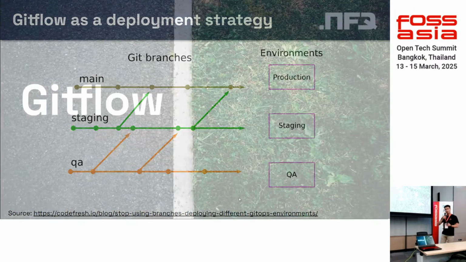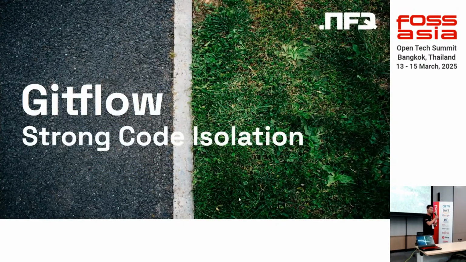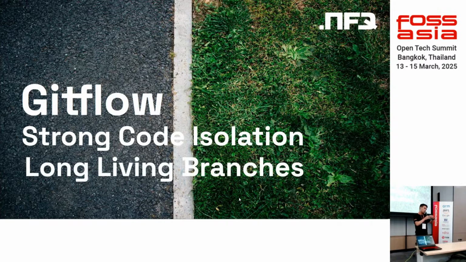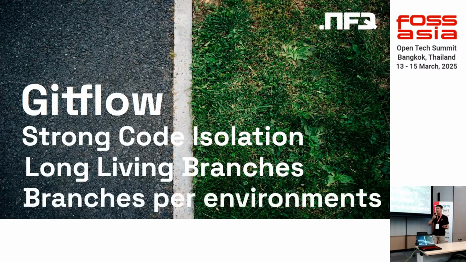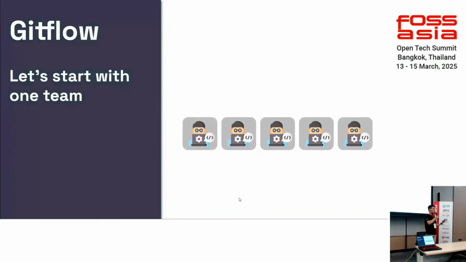So when we do Git flow, if we come back to the principles, what we want is a strong code isolation. I want to isolate the modifications into long-living branches, and I want to manually accept or refuse changes. And it may happen that sometimes we have branches per environment. A couple of years ago, when we started our project with 5 people, we thought it was a really good idea. Five people, people know each other well, let's start doing that.